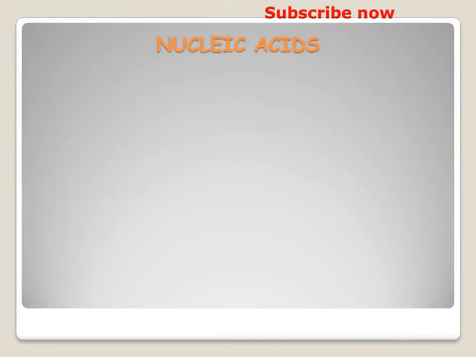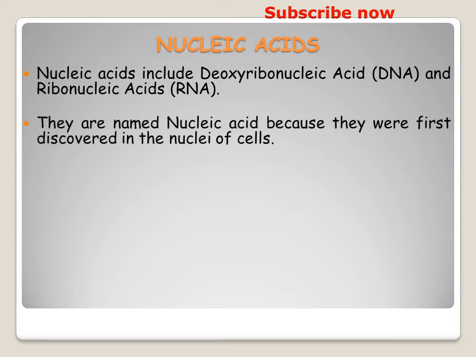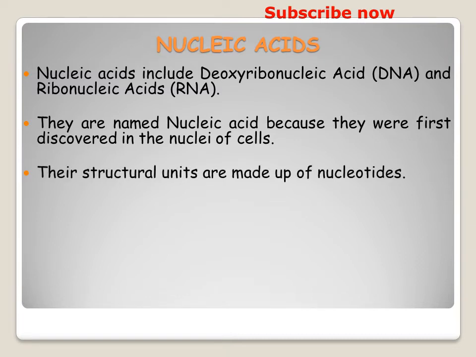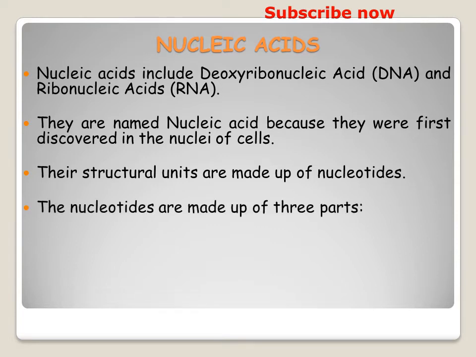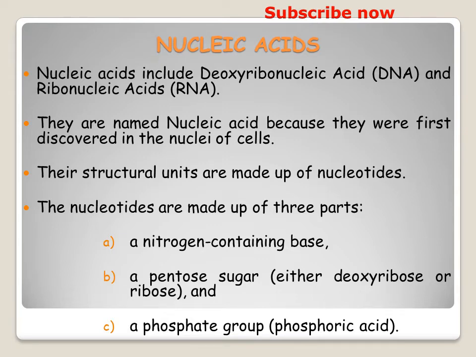Nucleic acids include deoxyribonucleic acid and ribonucleic acids. They are named nucleic acids because they were first discovered in the nuclei of cells. The structural units are nucleotides. The nucleotides are made up of three parts: a nitrogen-containing base, a pentose sugar, either deoxyribose or ribose sugar, and a phosphate group, that is phosphoric acid.